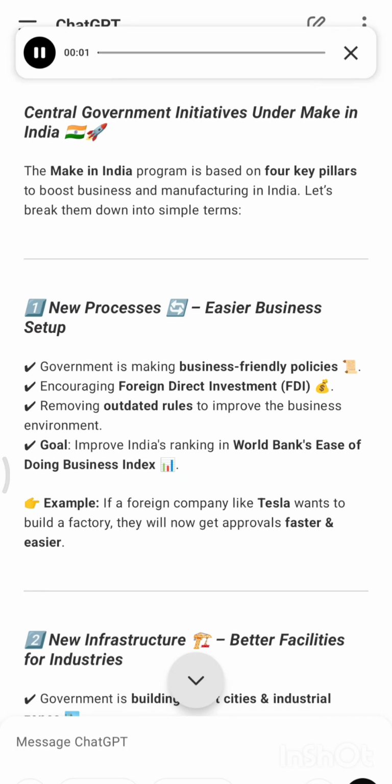Central government initiatives under Make in India. The Make in India program is based on 4 key pillars to boost business and manufacturing in India. Let's break them down into simple terms.